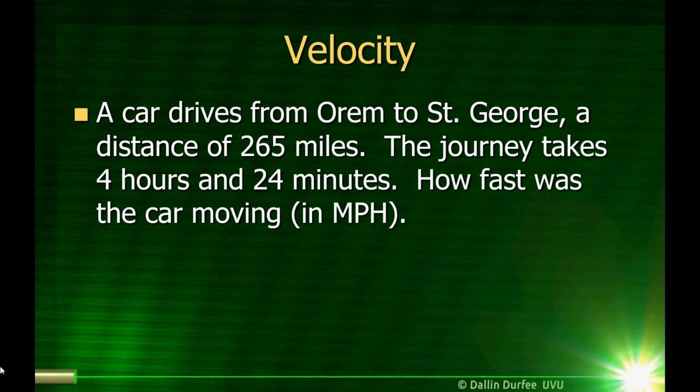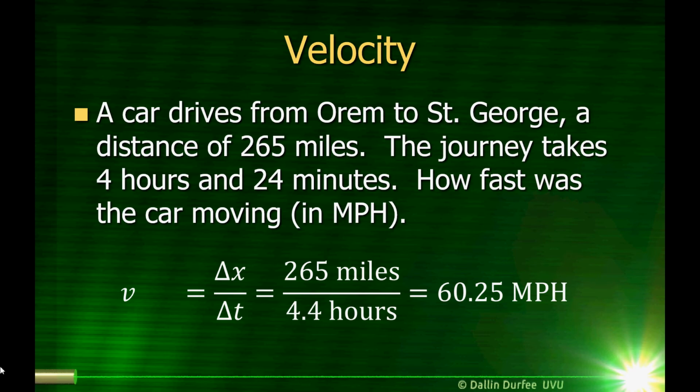So for example, a car drives from Orem to St. George, a distance of 265 miles. The journey takes 4 hours and 24 minutes. How fast was the car moving? Well, velocity is change in distance over change in time, which in this case is 265 miles in 4.4 hours. I divide those two and I get 60.25 miles per hour.